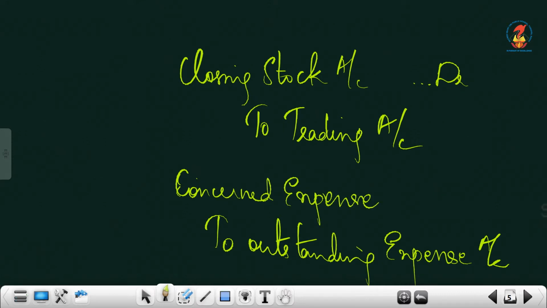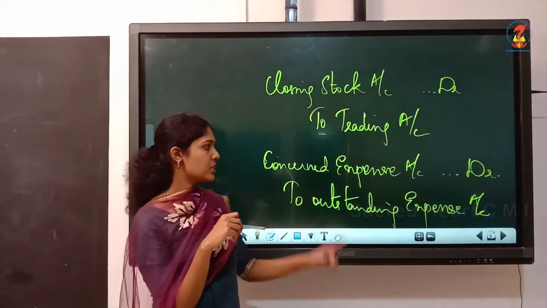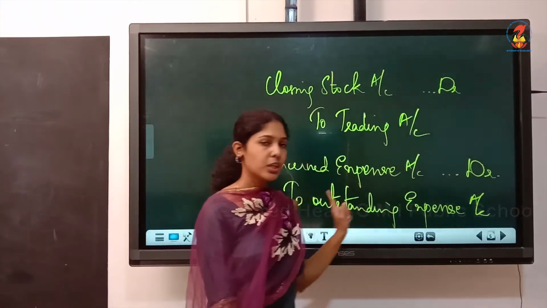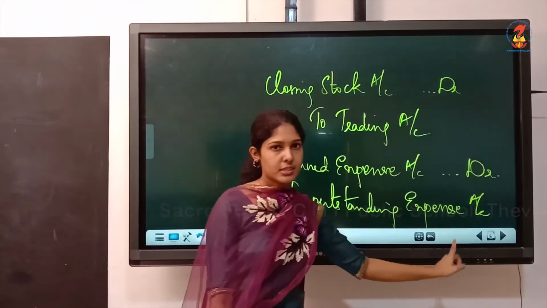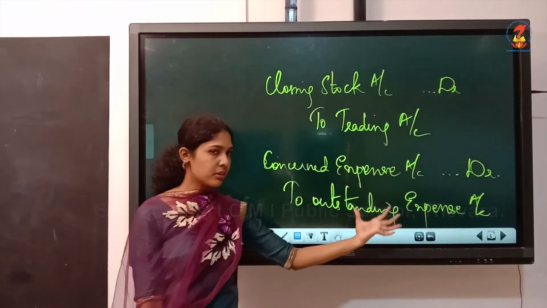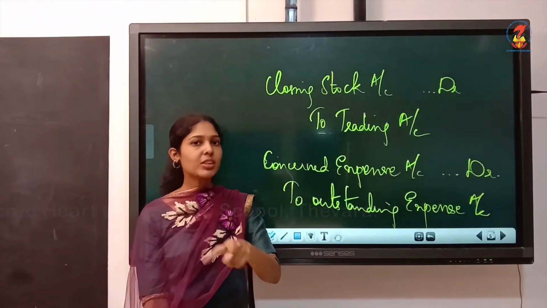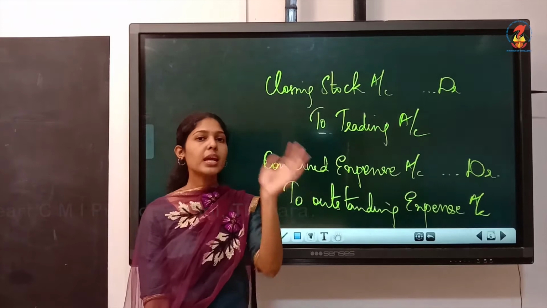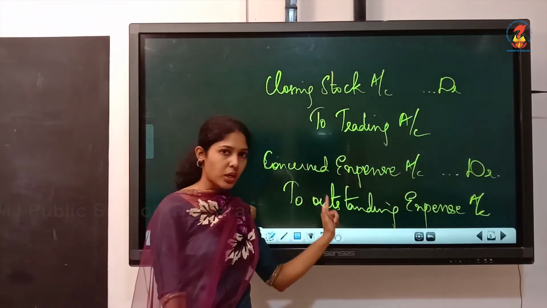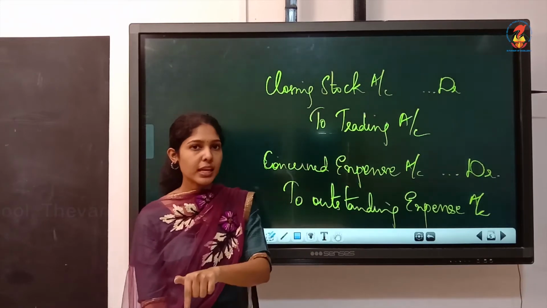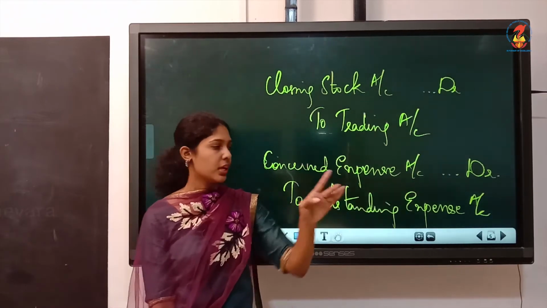The meaning is if you are getting an item like salary outstanding, the journal entry what you have to write is concerned expense means salary. So salary account debtor to outstanding salary account. That is the entry for recording outstanding expense. But if they give you the question like paid outstanding expense, this is not the entry. This is for recording the outstanding expense. Paid outstanding expense means cash is moving out. So what should we write?